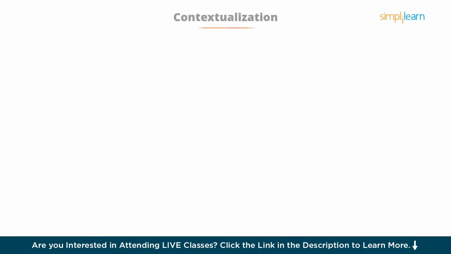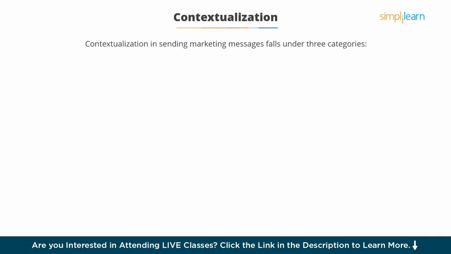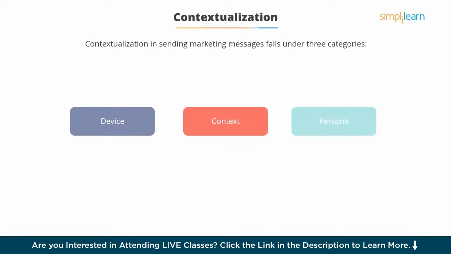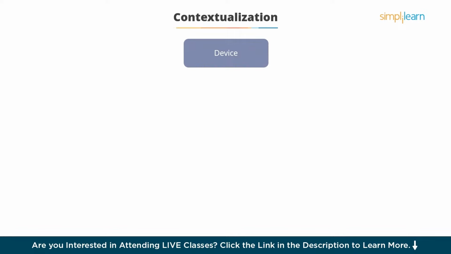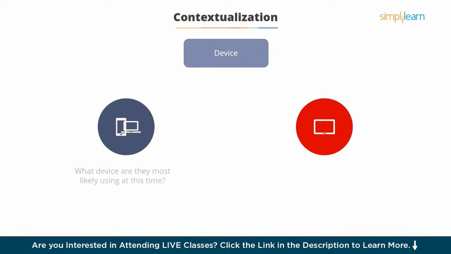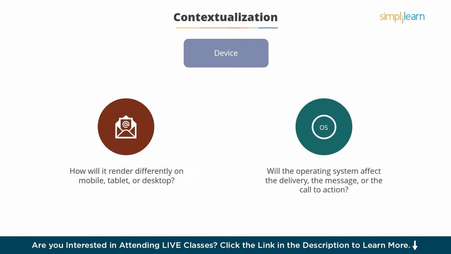Contextualization in sending marketing messages can fall under 3 categories. The device, context, and the final factor is the persona themselves. First, the device. What device are they most likely using at this time? What is the screen resolution? How much of the message will they see? How will it render differently on mobile, or tablet, or desktop? Will the operating system affect the delivery, the message, or the call to action?